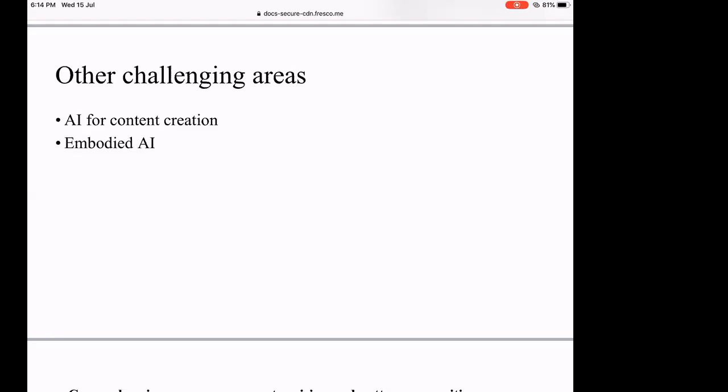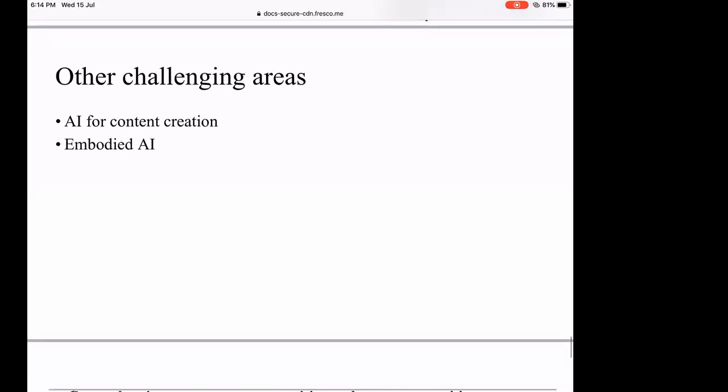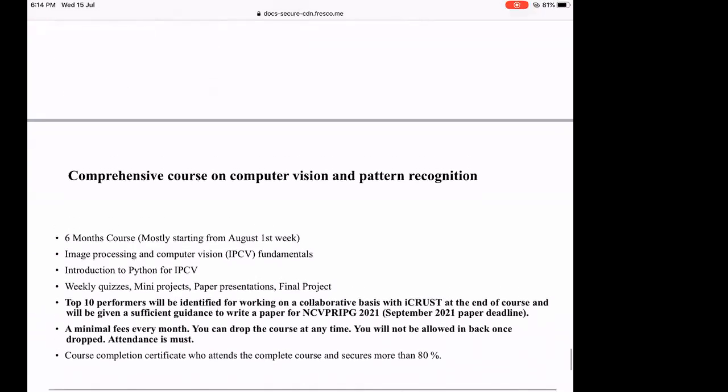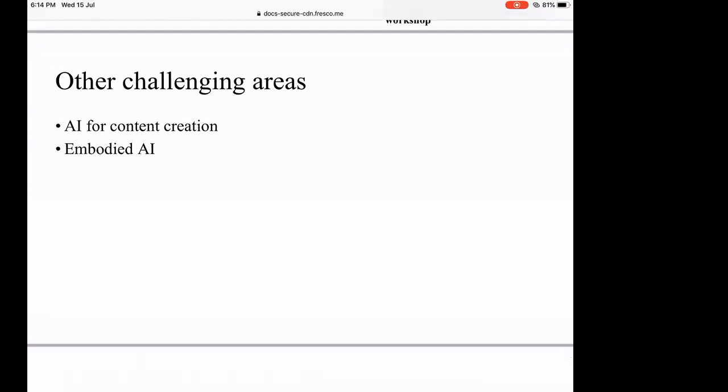Because if you are designing some new system which has the ability to observe the environment and learn by itself the way humans behave, if you are trying to create such a system, then embodied AI actually helps it better. And these are some of the challenging areas.